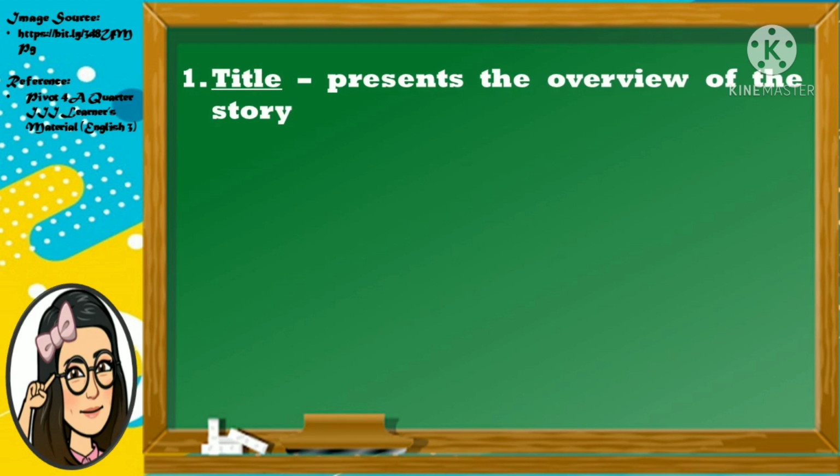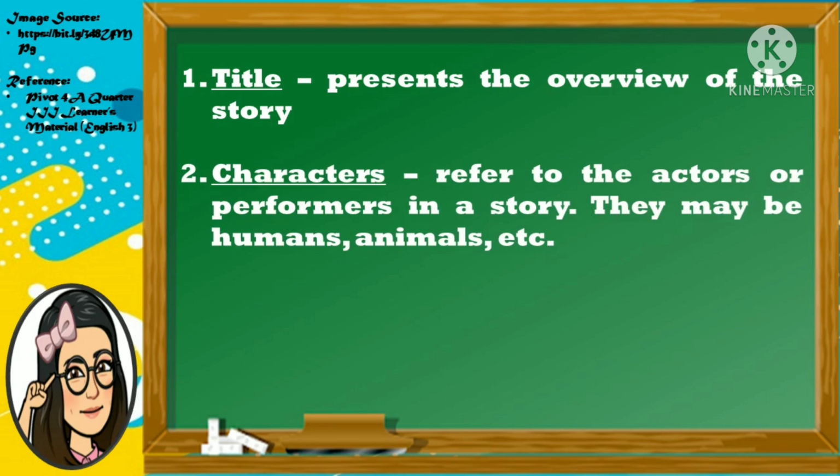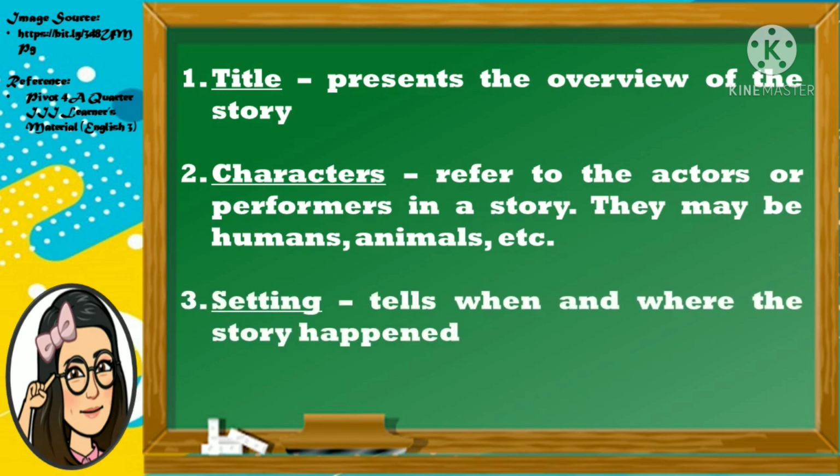The first one is the title. It presents the overview of the story. The second one are the characters. They refer to the actors or performers in a story. They may be humans, animals, and others. The third one is the setting. It tells when and where the story happened.